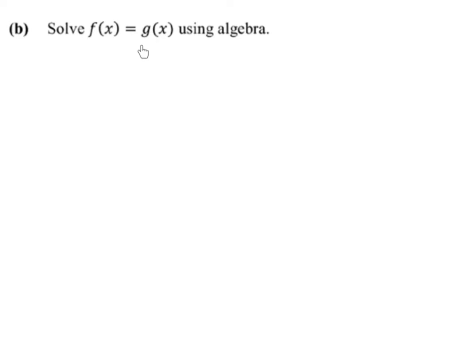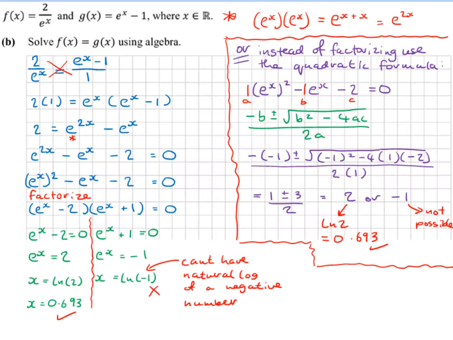Solve f of x equals g of x using algebra. So we have 2 over e to the power of x is equal to e to the power of x minus 1 over 1. We're going to cross multiply. 2 multiplied by 1 is 2, and e to the power of x times e to the power of x minus 1 gives us e to the power of 2x minus e to the power of x. So this part here we get from our rule, multiplying the powers by the same base, we add the powers. So x plus x is 2x.